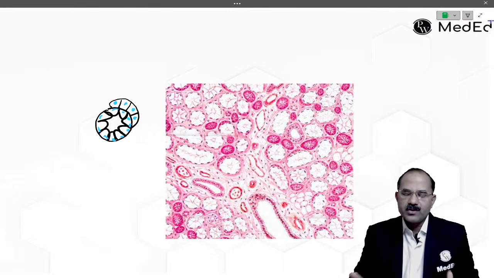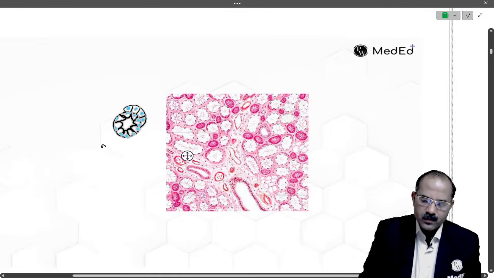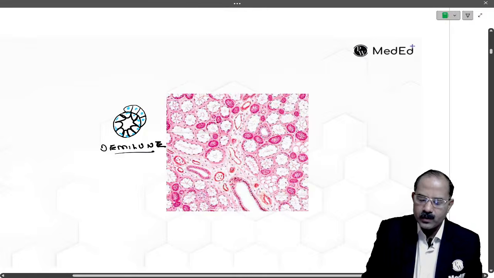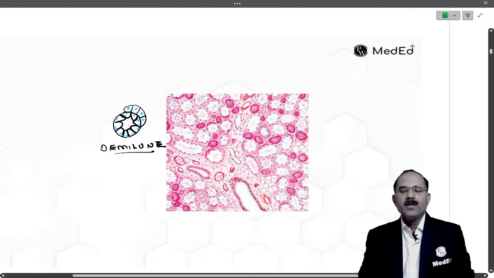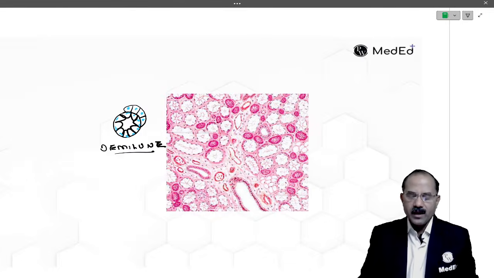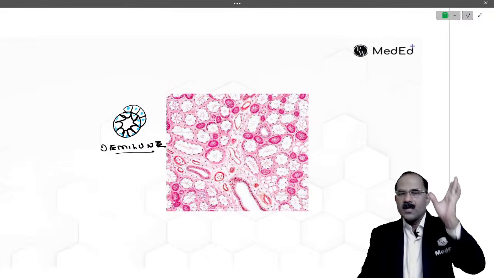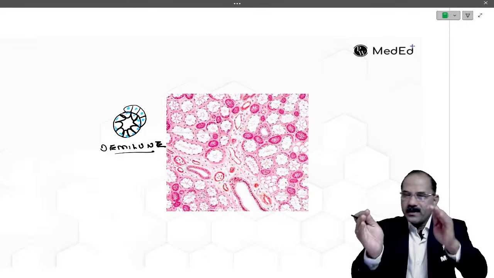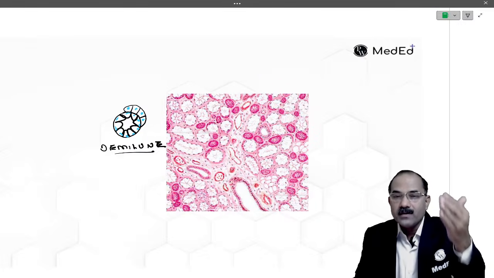So what is this structure known as? Any guesses? Child, what is this structure known as? This is what we call a demilune. So this is what we call a demilune. And demilune, very good, serous demilune. And demilunes are characteristic of mixed salivary gland.